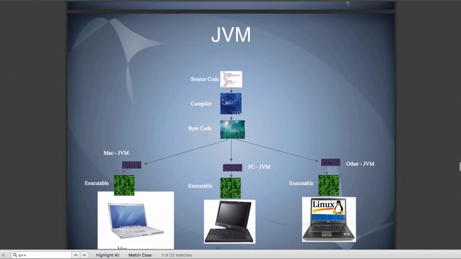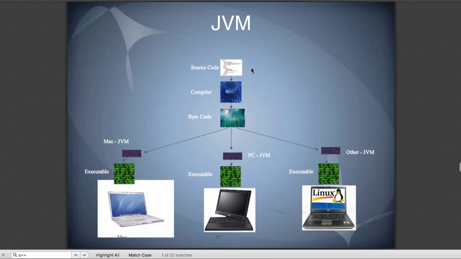This is how Java programs are compiled with the Java virtual machine. They're compiled differently. You write one set of code called your source code. It goes to a single compiler. That single compiler does not compile it to an executable, but rather it compiles it to something called bytecode, B-Y-T-E. This bytecode can then be sent to any computer that has a JVM or Java virtual machine installed upon it.